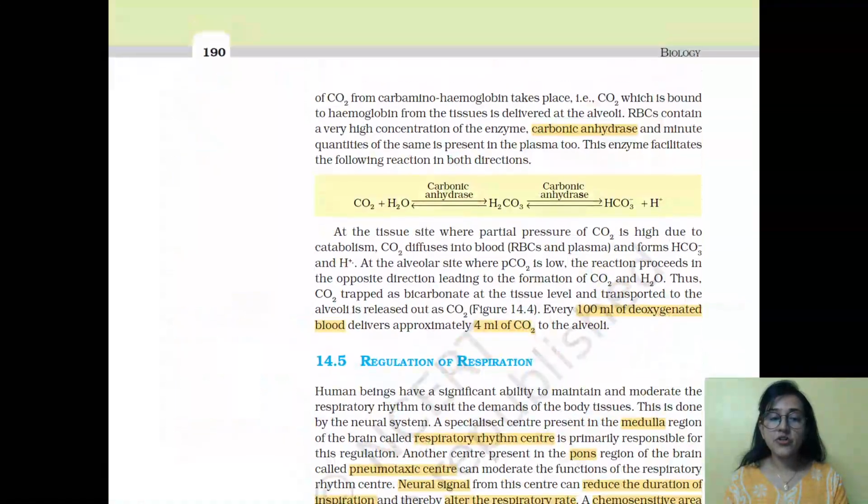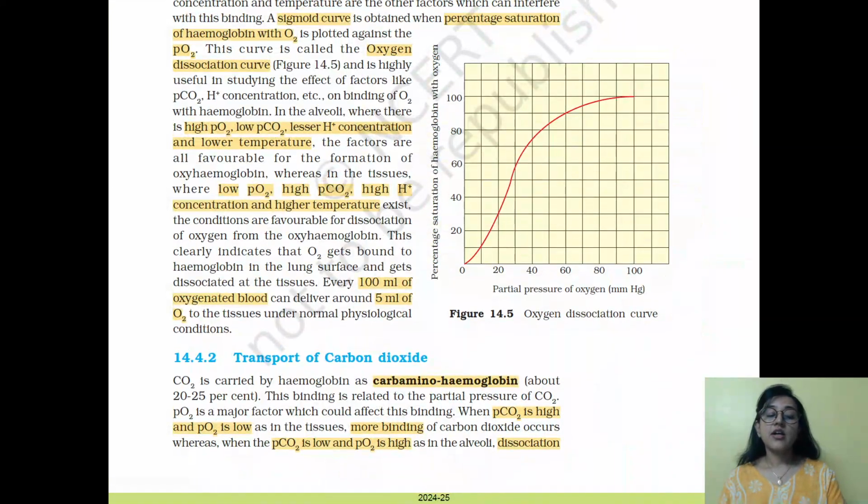Coming to the transport of carbon dioxide. It is carried by hemoglobin as carbaminohemoglobin, about 20 to 25%, the percentage we have learned earlier. So, oxygen plus hemoglobin is oxyhemoglobin, carbon dioxide plus hemoglobin is carbaminohemoglobin. This binding is also related to the partial pressure of carbon dioxide. Partial pressure of oxygen is a major factor which could affect this binding.